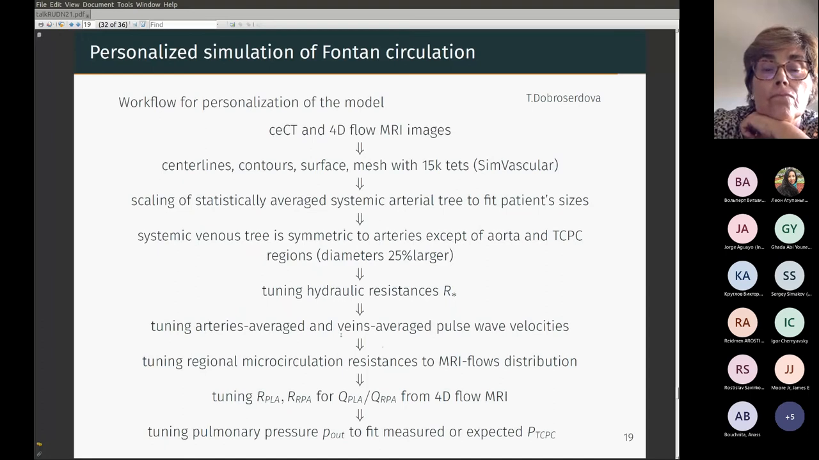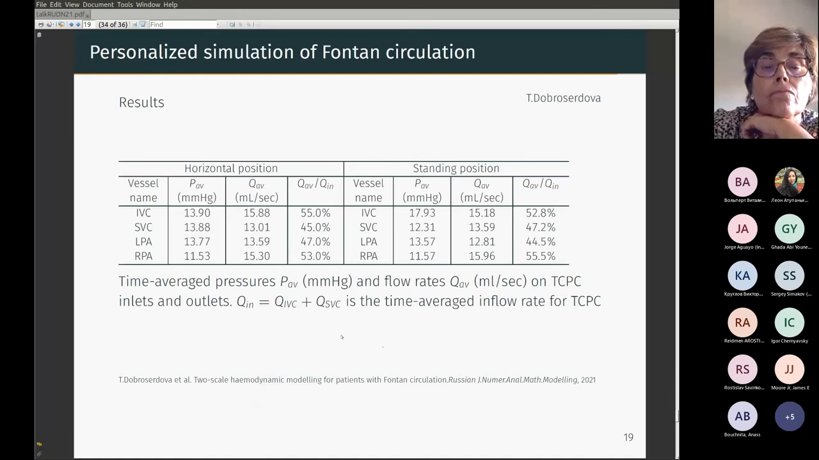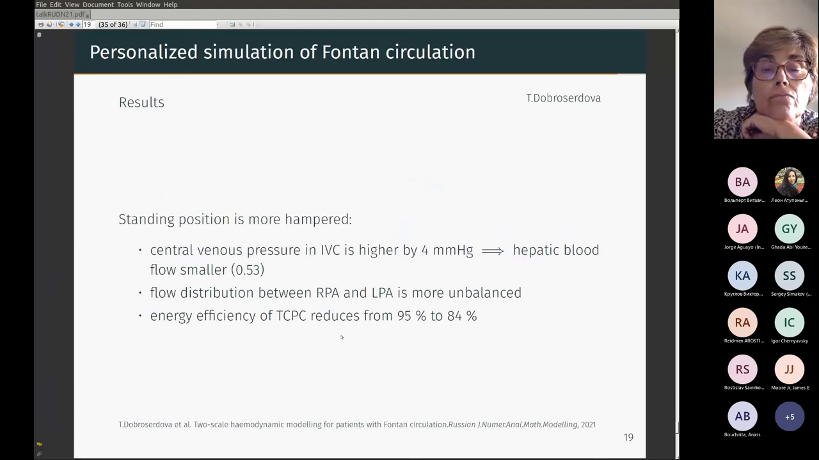Tatiana Dobroserdova made it recently, and we produced the 3D flows and 3D pressure fields in this connection, and we can compare the redistribution of blood flow for the particular patient in horizontal and standing position. And we can show that the hemodynamics in standing position deteriorates and is hampered because the distribution between left and right lung is more unbalanced.